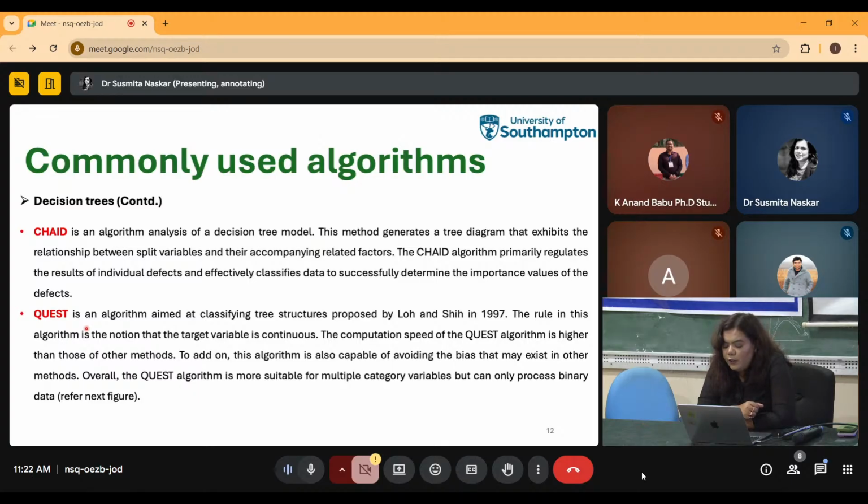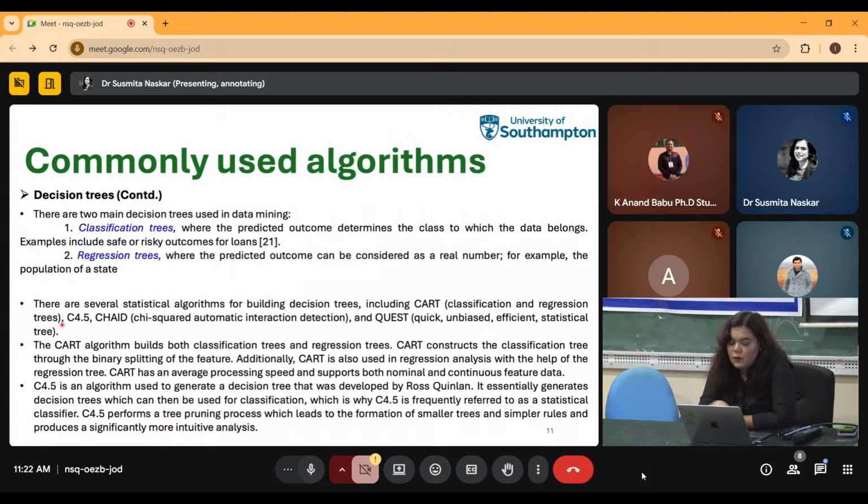Now if you look at all of these algorithms, you can see that the QUEST algorithm works well with multiple category variables, but is primarily limited to the processing of binary data. That's one of its disadvantages, or you could say limitations. This QUEST algorithm is especially effective when you need fast and unbiased classification, which makes it a very good alternative to more traditional algorithms like the first two, which are CART and C4.5.